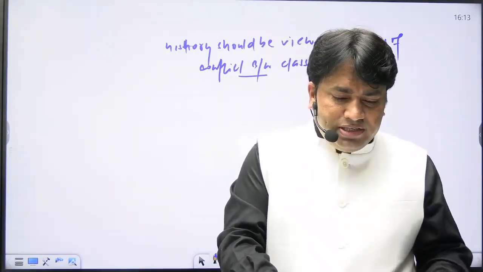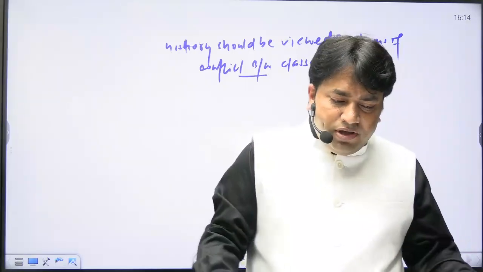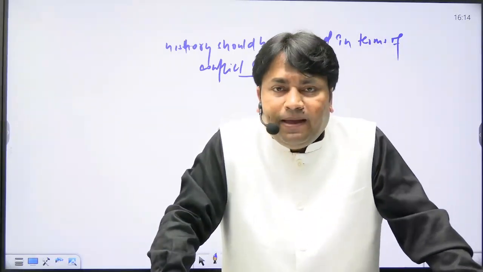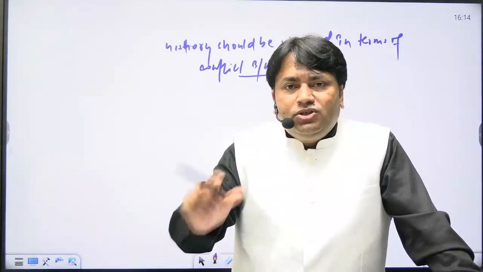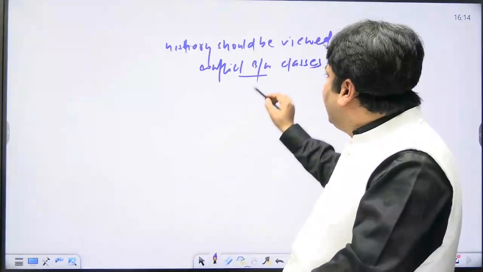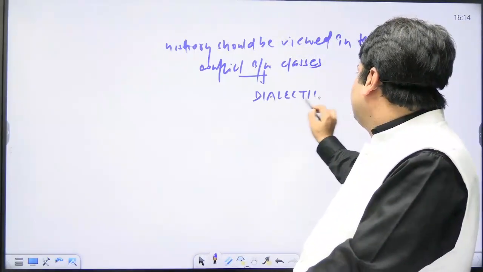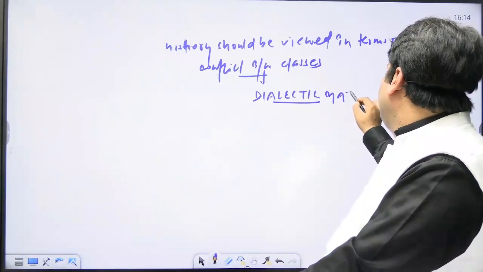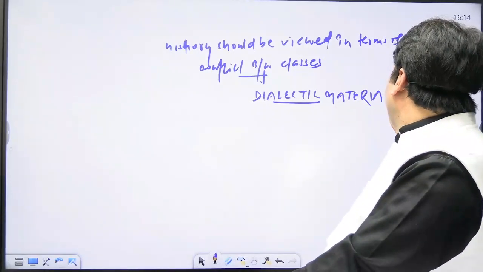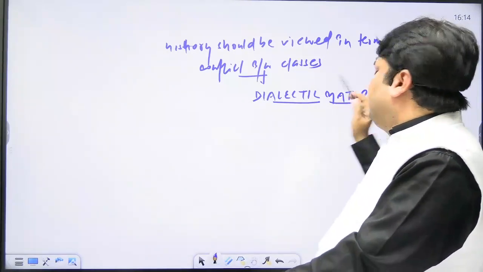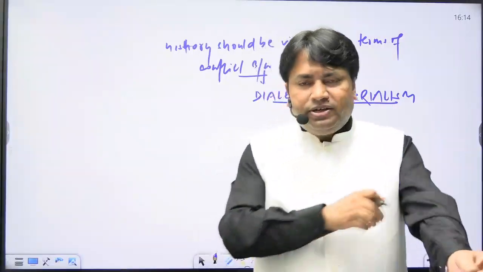Clear? So he is saying that history is what? The history of conflict of class. And here he is using a method, and that method is called dialectic materialism. This method of Marx he is using to explain the concepts of history.